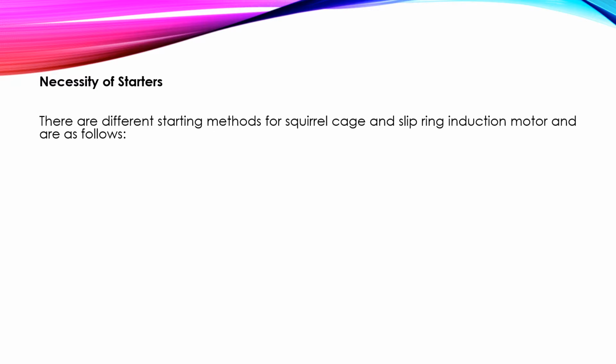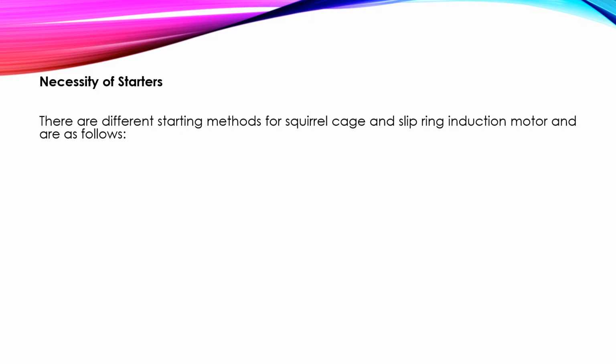So to limit this inrush of current at starting, a variable resistance is connected in series with the armature winding, and that is nothing but the starting resistance and is known as the starter. Similarly, the three-phase induction motor at starting takes 5 to 7 times the rated current, and this initial inrush of current drops the line voltage, due to which the operation of electrical equipment connected to the same lines gets affected. Hence, to limit the starting current, the starters are used.